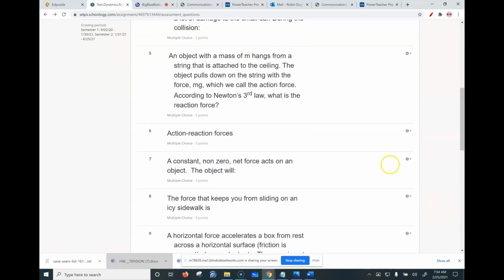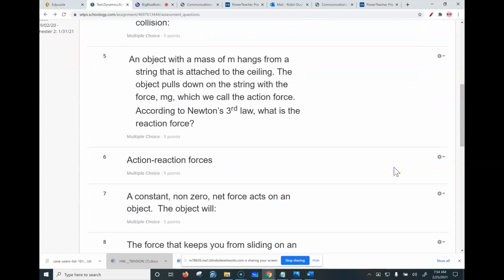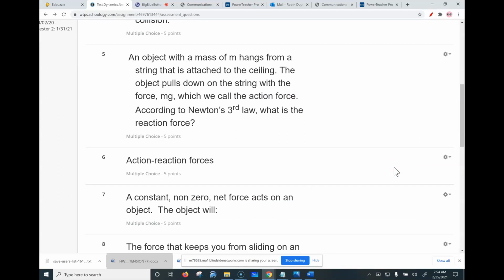An object with a mass m hangs from a string that is attached to the ceiling. The object pulls down on the string with the force mg. We're going to call that the action force. What's the reaction? I just told you how to approach that type of problem. I want you to think about it, jot it down somewhere in your notebook, and then we'll see if you got it right this time.